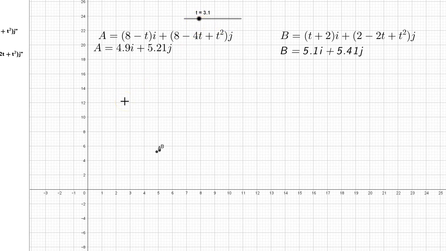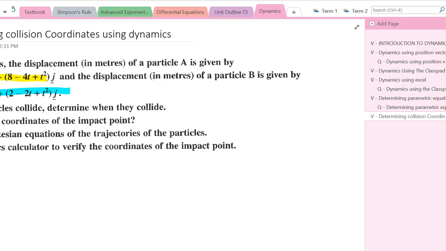So now that we know what this looks like, let's just see them move a bit quicker. Boom, and then sort of fly away from each other. So there's a single point where they're going to run into each other, it looks like. So let's determine this algebraically rather than using technology to help us out.